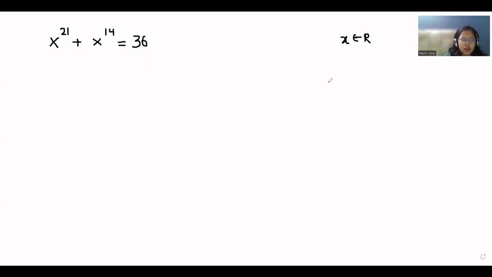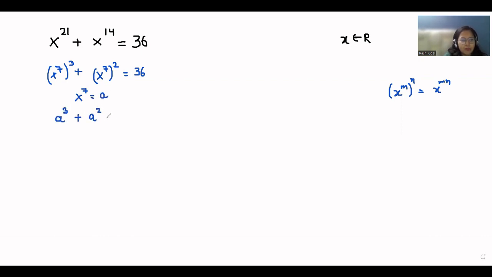First, according to the exponent rule, (x^m)^n can be written as x^(mn). So we can break x^21 as (x^7)^3, and similarly x^14 as (x^7)^2, which equals 36. Now let me make a substitution. Put x^7 equal to a. So a^3 + a^2 - 36 = 0.